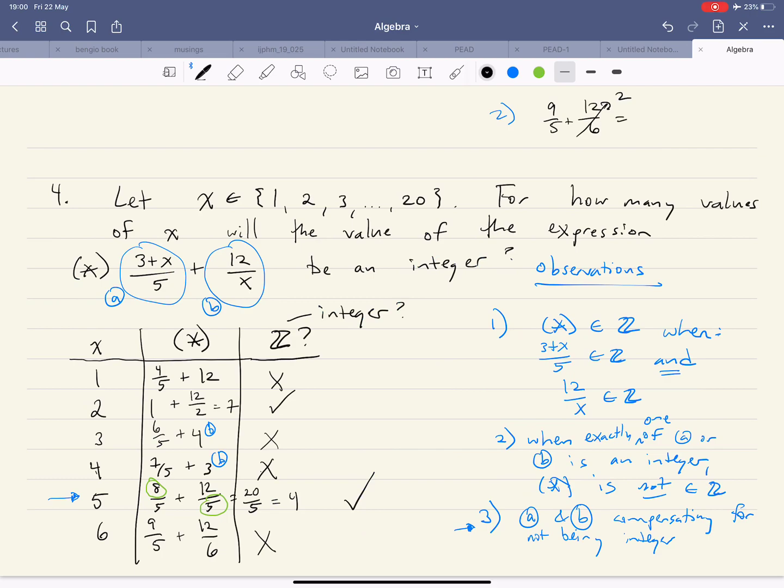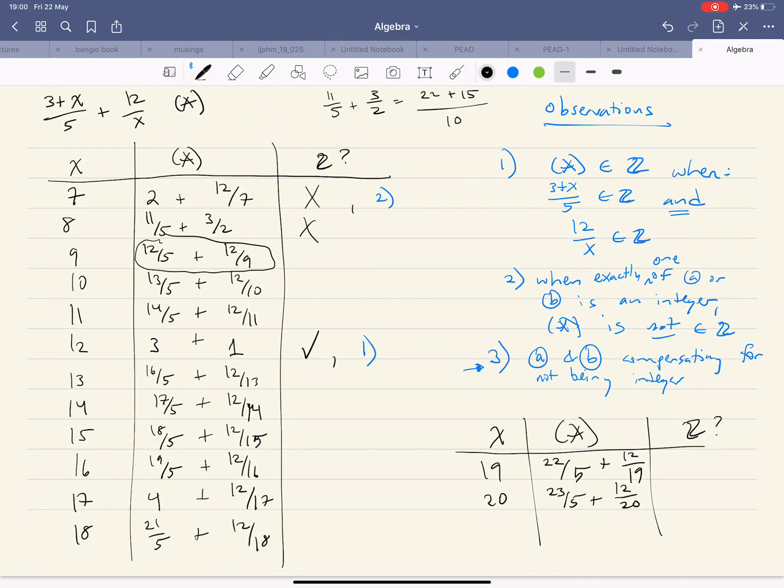And I can tell you that would be very tedious. So why don't we first take a look at this one, this 4 plus 12/17. Well, that looks a lot like our observation 2, right? Where exactly one of them is an integer and the other one is not. So we won't be able to get an integer out of that.